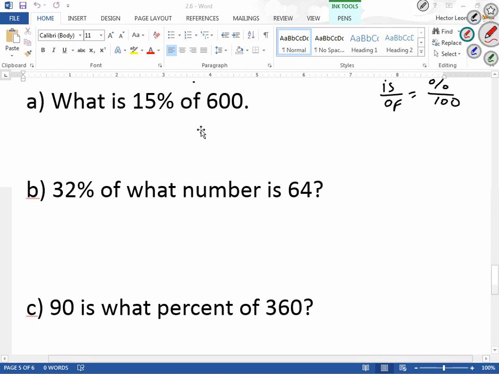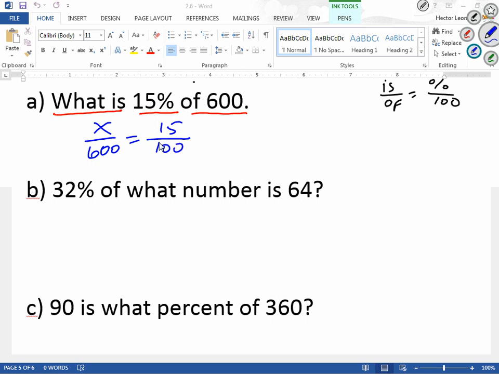If I look at my first question, what is 15% of 600? What is, so I don't know my is, 15%, I do know my percent, of 600. So when it comes to is over of, I'm going to go x over 600. Notice for is I wrote x because I don't know what is. So x over 600 equals 15 over 100, right? Percent over 100.